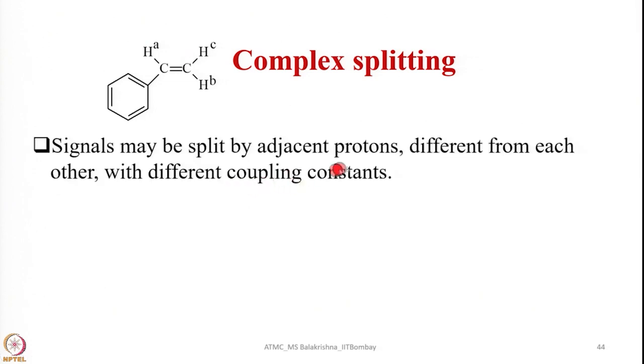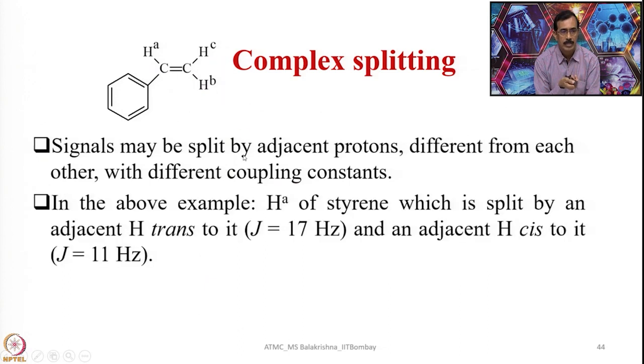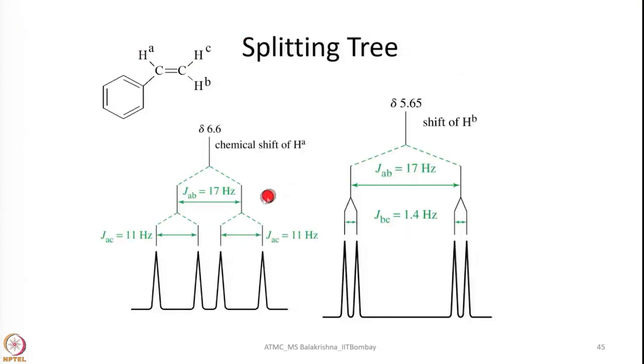So signals may be split by adjacent protons, different from each other, with different coupling constants. When you look into the spectrum, we should be able to assign the signals due to HA, HB and HC very readily. For example, in the above example, HA of styrene is split by an adjacent H trans to it by 17 hertz. This coupling is 17 hertz, whereas this coupling is 11 hertz. That means it shows a doublet of doublets. One is 17 hertz, first you should write, and this we call a coupling or splitting tree, that we should be able to write. I will try to make you familiar with writing this one. So H cis to it, 11 hertz, that means trans is more, 17 hertz, and first it will be split by trans to give 2 signals, and each signal will be further split into 2 each by HC with 11 hertz. You can see here 6.6 HA.